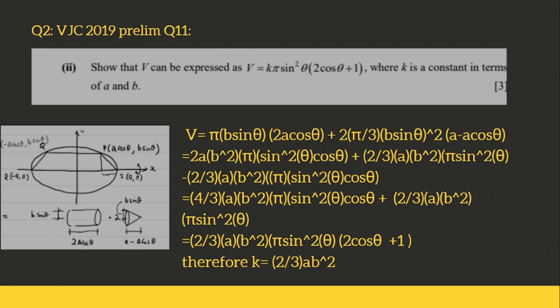So when you split up the a minus a cos theta, you can actually put 2 and 2 together. So you have 2 minus 2 over 3 to get your 4 over 3 in your fourth line times a b square pi sine square theta cos theta. Then you will have the other separate term, which is 2 over 3 a b square pi sine square theta. You try and factorize everything, you end up getting your 2 cos theta plus 1. Then it turns out that your k will just be 2 over 3 ab square.